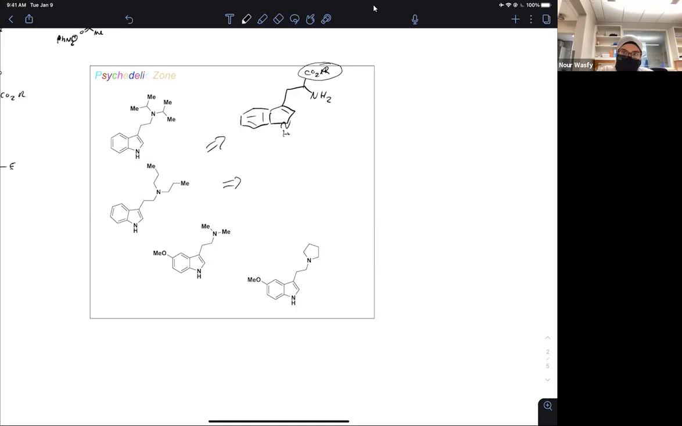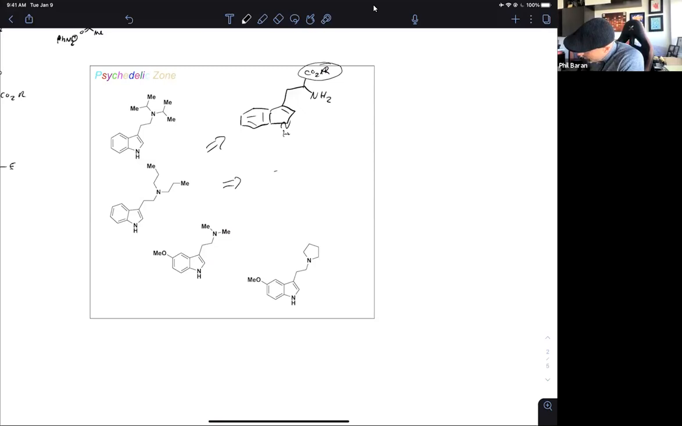Could you start from the acid, do amide formation, and then reduce? And an even better corollary to that would be to use the oxalate, and then full reduction.